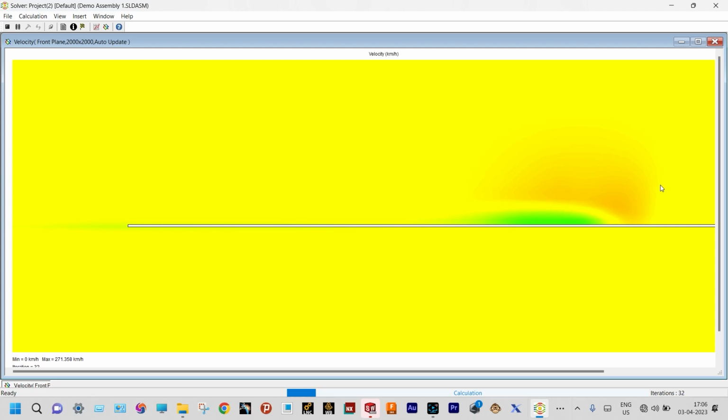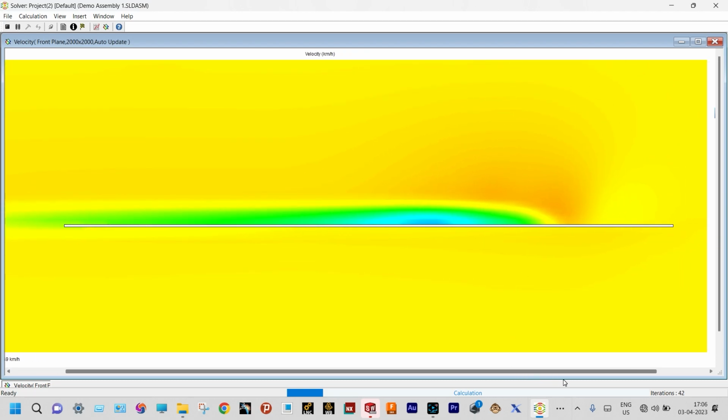You can see the color distribution at different zones, indicating different velocity ranges. At the top side, you can see the color is red, that means velocity is very high. And at the bottom side, the velocity level is a mixed zone, green and blue. Blue zones mean velocity level is very, very less, right?